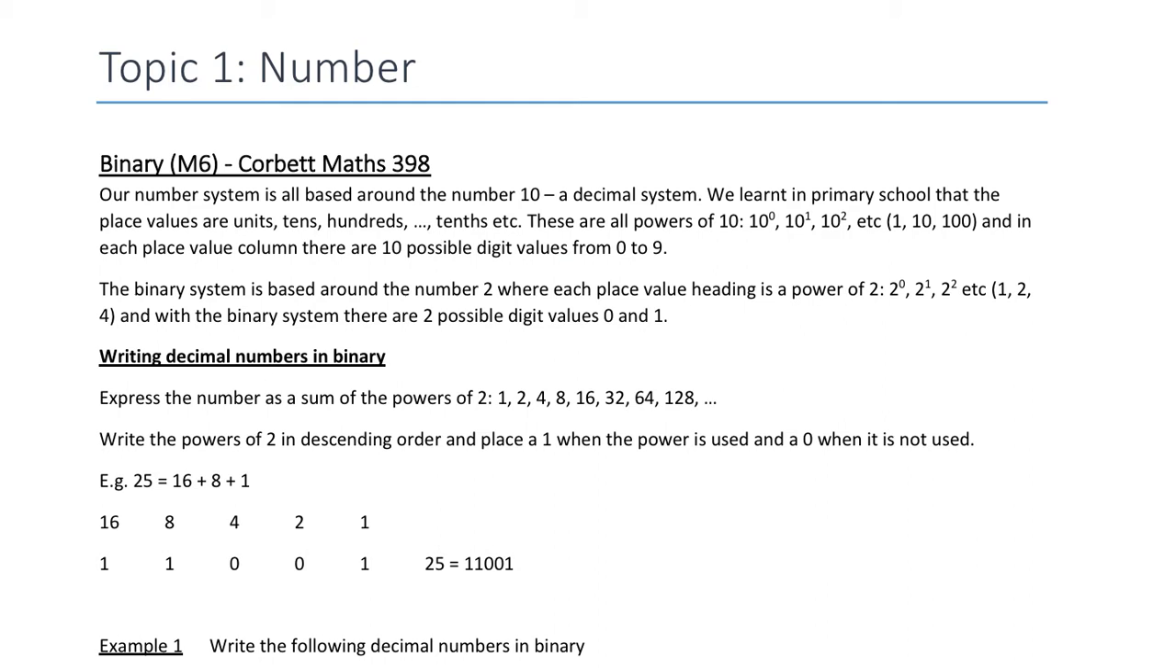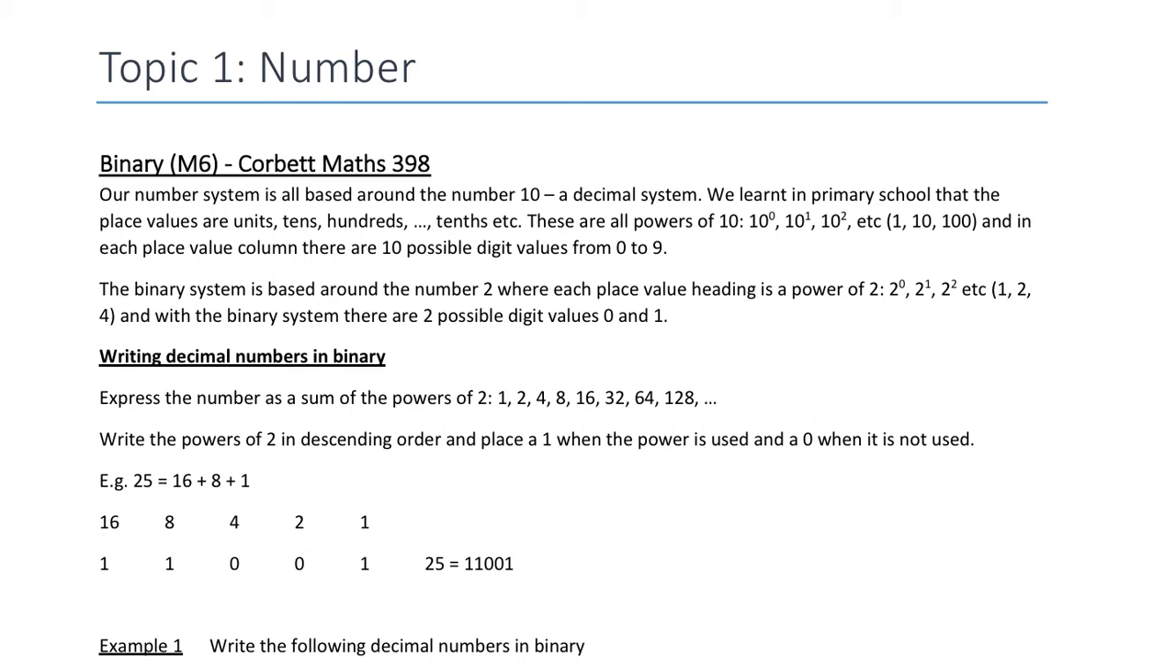What we're going to look at today is the binary system. The binary system is based around the number 2, where each place value heading is a power of 2. The first one is 2 to the power of 0, which is 1. The next is 2 to the power of 1, which is 2. 2 to the power of 2 is 4, 2 to the power of 3 is 8, 2 to the power of 4 is 16, and so on.